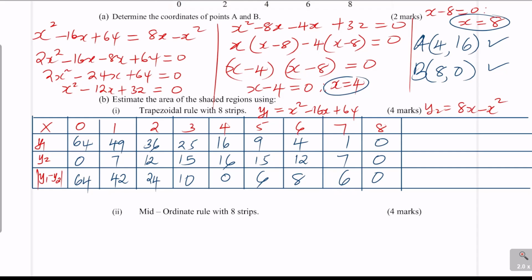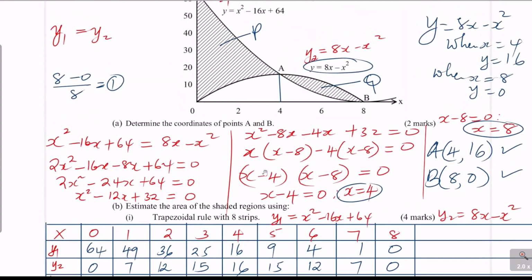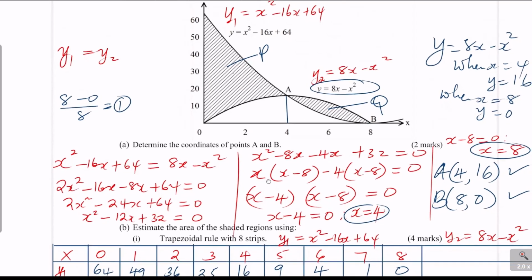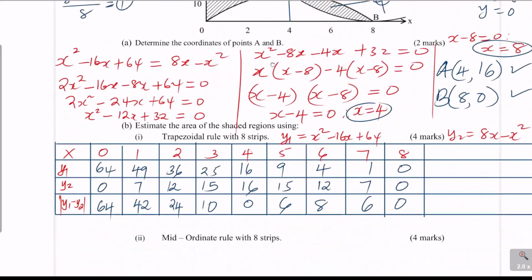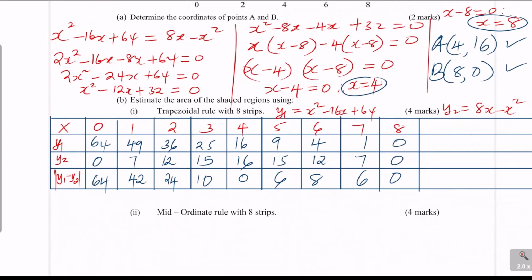So now after filling y1, subtract y2, we are getting the area first using the trapezoidal rule. And you know how we use the trapezoidal rule. So we start from 0 to 4 first. We get the area from 0 to 4, and then from there we get 4 to 8. So from 0 to 4, using the trapezoidal rule, a half times height. The height is 1, that is 0, 1, 2, 3. So the height is 1.